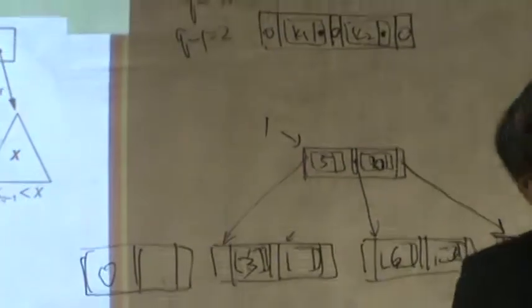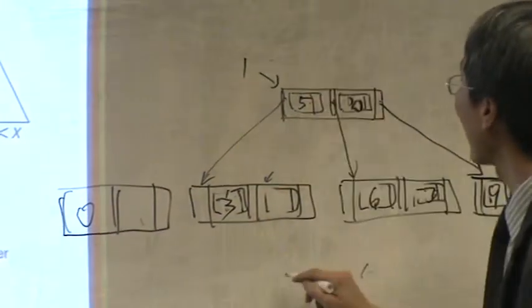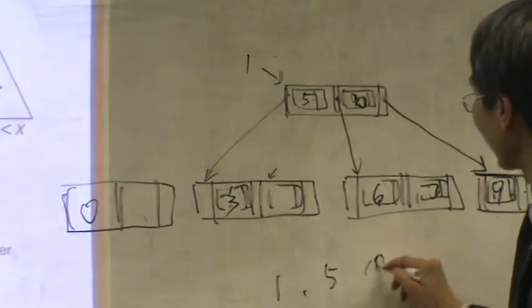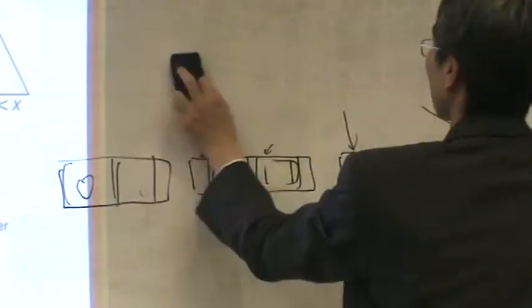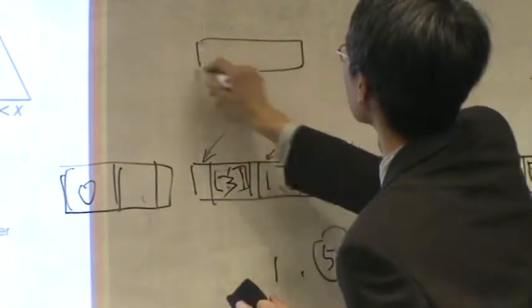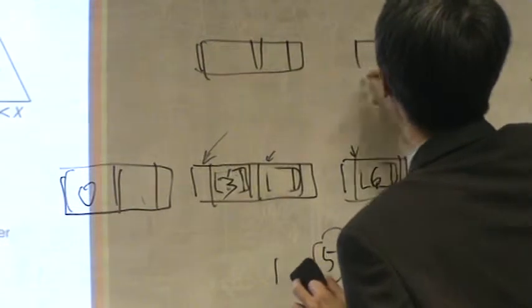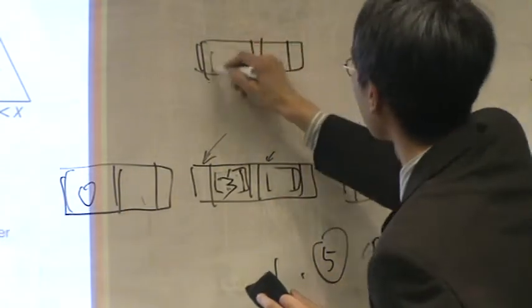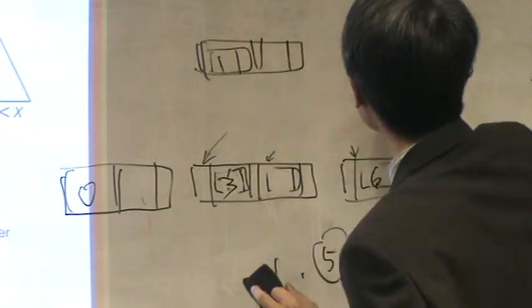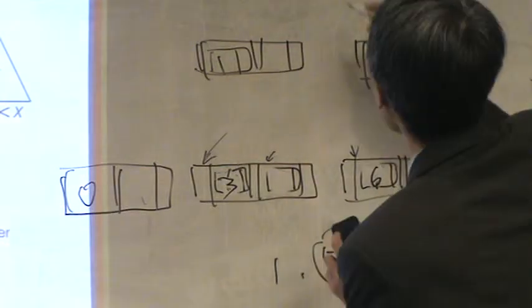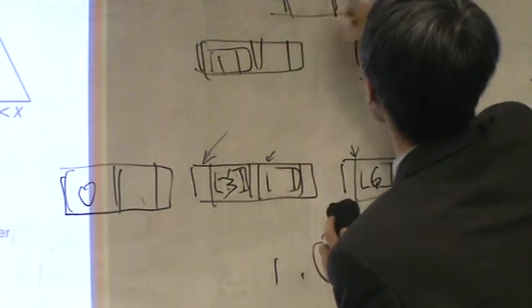We can do the same thing in case of full. 1, 5, 8. This one is the middle value. Split. So left hand side, 1. Right hand side, 5, promoting.